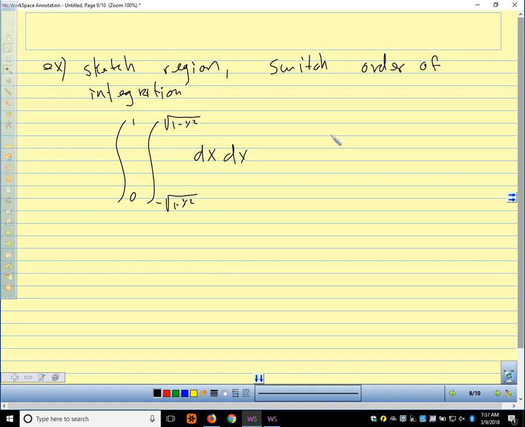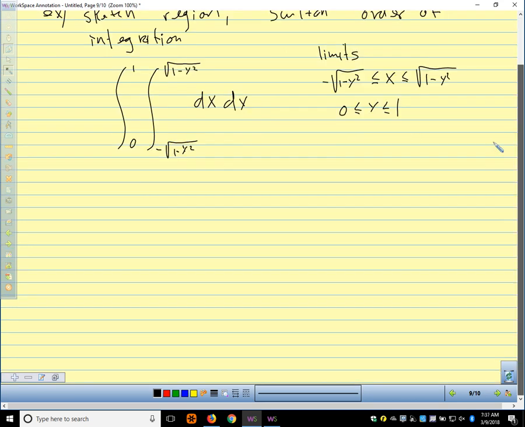All right, the limits tell us that minus square root of 1 minus y squared is less than or equal to x, less than or equal to square root of 1 minus y squared, and 0 is less than or equal to y, less than or equal to 1. So what is that region? It's a circle. What is x equals square root of 1 minus y squared? A circle. And what is this minus and plus here? Plus or minus, so x is going from here to here. It's a half circle.